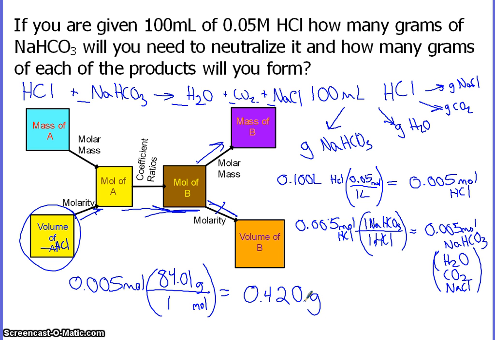For the rest of them, if I want H2O, I would just multiply by its molar mass of 18.01. If I want CO2, I would multiply by 44.01. And if I wanted NaCl, I would multiply by 58.44 for that one.